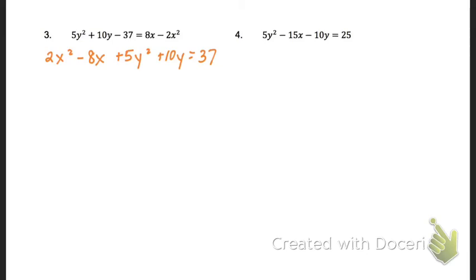So all I did is I moved the x's over and then kept the y's, put the constants on the right. From here, what do I notice about the signs in front of the x squared and the y squared? Same sign, but they're different numbers, so that means that it is an ellipse.